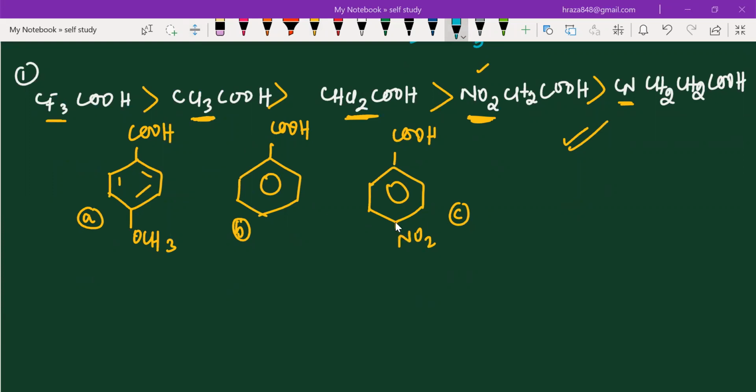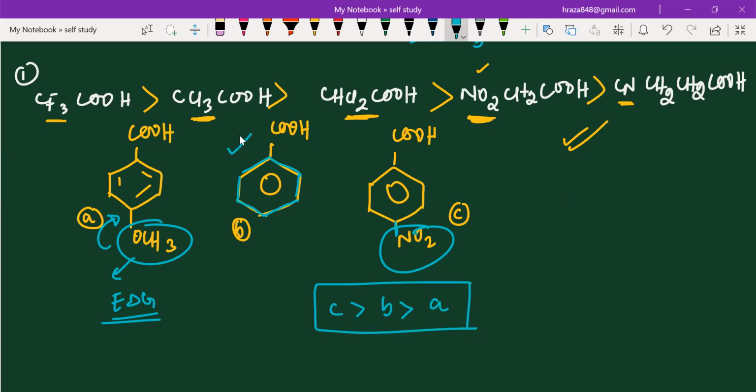See, NO2 is an electron withdrawing group, and this OCH3 is an electron donating group, so it decreases its acidic character. And there is nothing here that will increase or decrease, neither an electron withdrawing group nor an electron donating group. So C is the most acidic, and then B, and then A. B is less acidic than A because it decreases the acidic character, because it is electron donating. Is that clear to everyone? Yes. Okay.